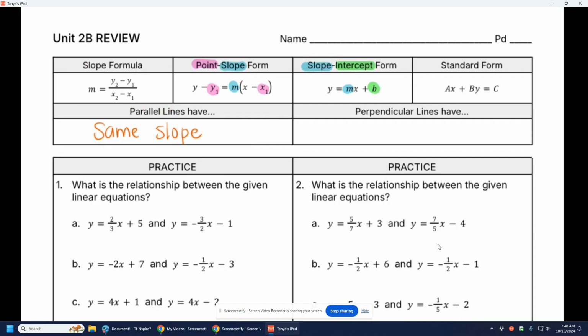So in order to tell if two lines are parallel, you're going to need to be able to see the slope, so it's going to need to be in one of those two forms. And then with perpendicular, it needs to be opposite reciprocal. Meaning one is positive and one is negative. That's what opposite is. And then reciprocal means that it flips over.